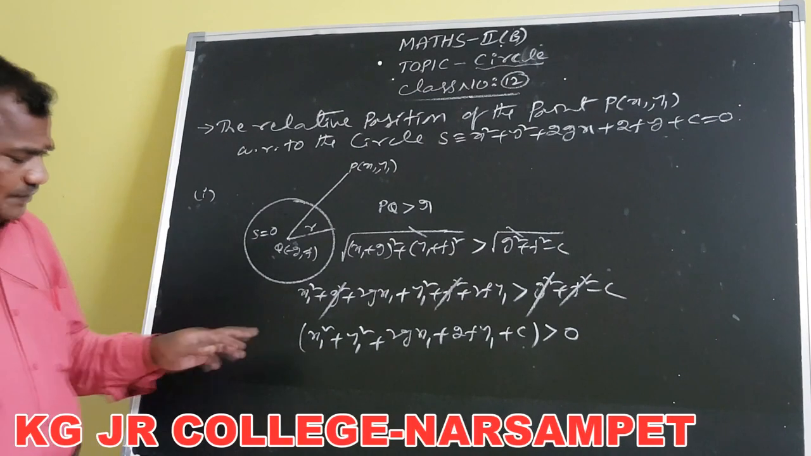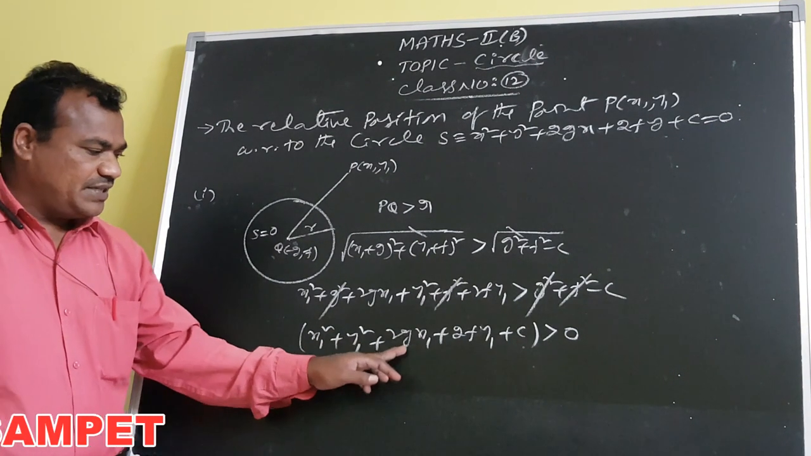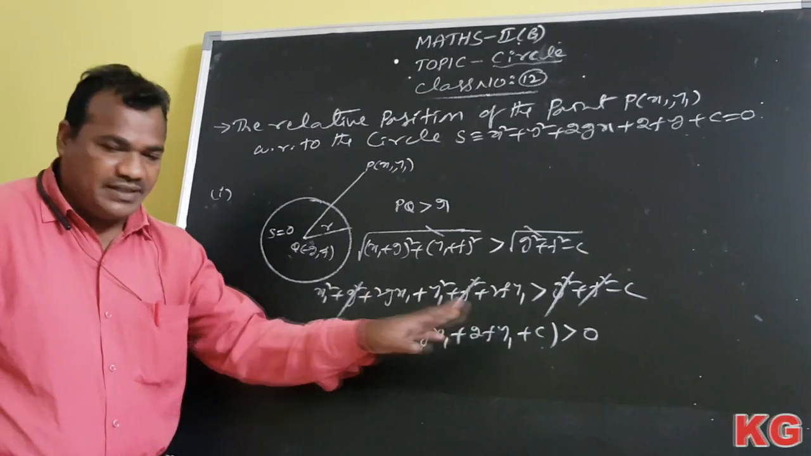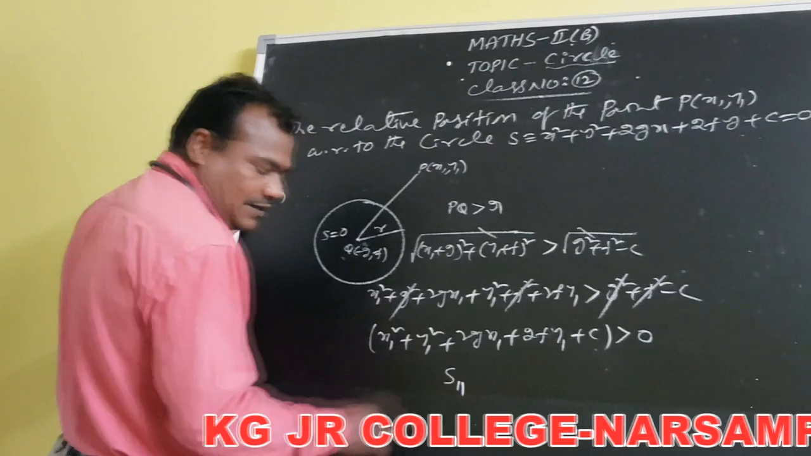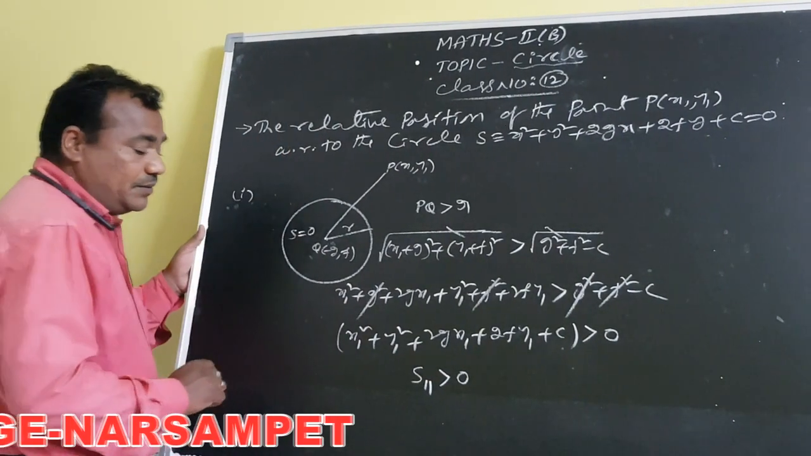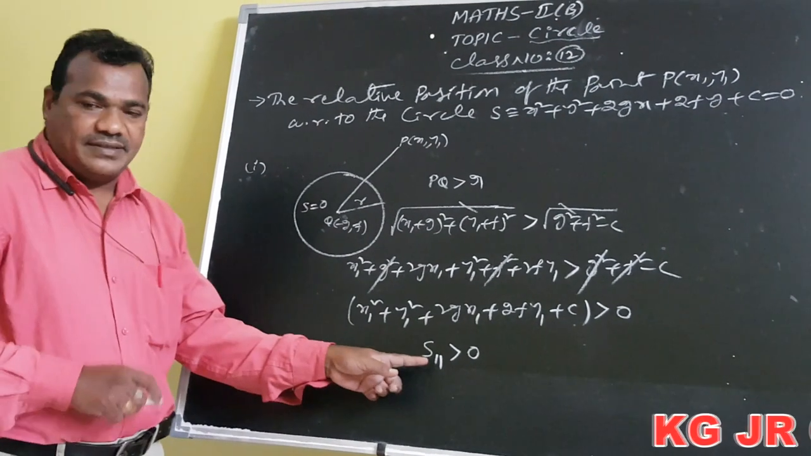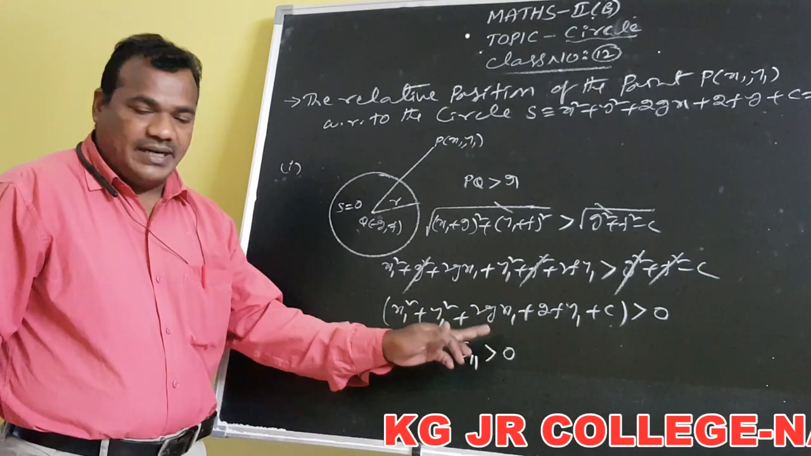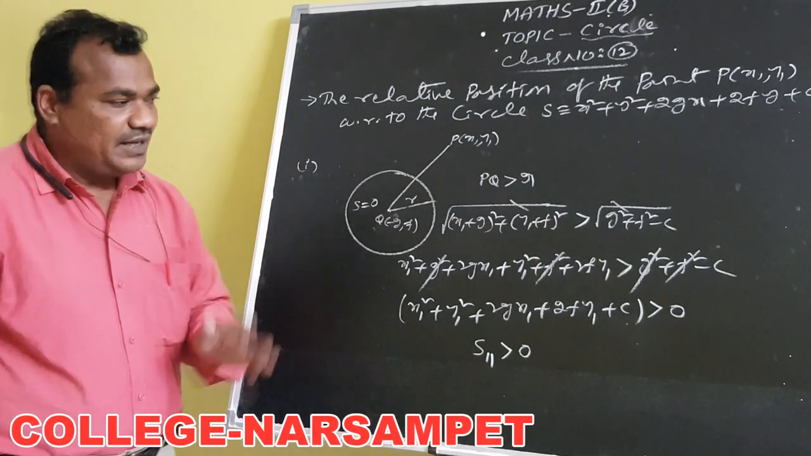Students, this expression x1 square plus y1 square plus 2gx1 plus 2fy1 plus c is denoted by S11. So S11 is greater than 0. This is the condition for the point to lie exterior to the circle. If S11 is greater than 0, the point lies exterior to the circle.